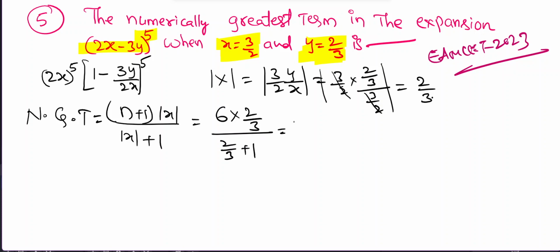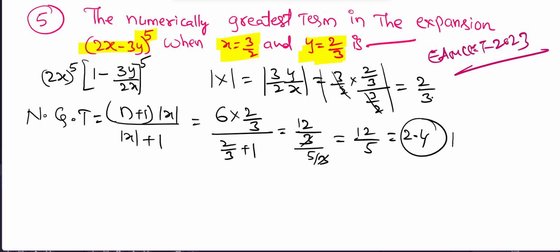So that is equal to 6 into 2 by 3, take LCM, this is (2 plus 3) by 3, that is 5 by 3. Here 3 cancels, that is equal to 12 by 5, which is 2.4. That means the third term is the numerically greatest term. This is 2.4, taken as the third term. The third term is the numerically greatest term.